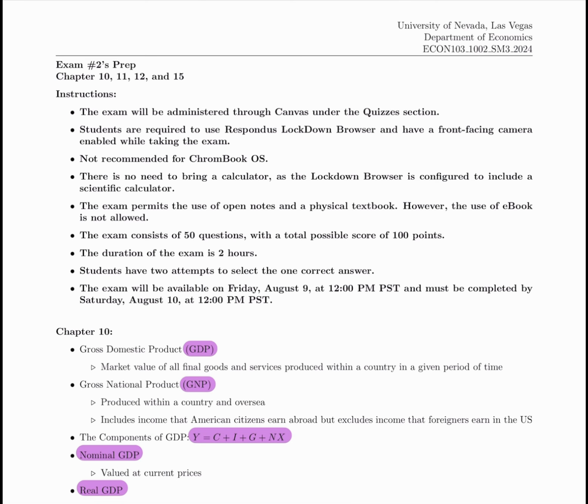The exam consists of 50 questions with a possible score of 100 points. You will have 2 hours to complete the exam, and you will have 2 attempts to select the one correct answer for each question. The exam will be accessible starting Friday, August 9th at 12 p.m. PST and must be completed by Saturday, August 10th at 12 p.m. PST.